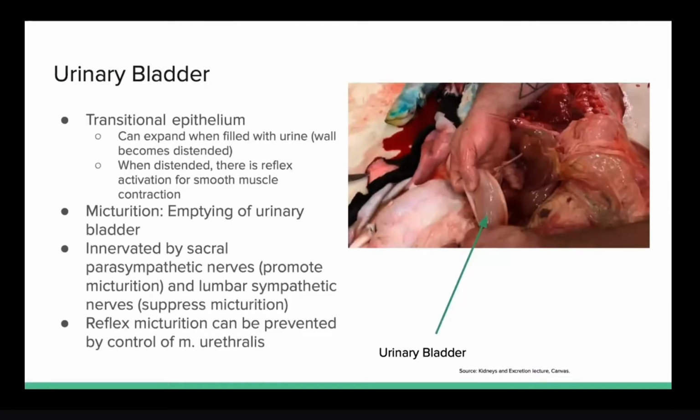The urinary bladder is lined by transitional epithelium, and it can expand when it's filled with urine, which is when the wall becomes distended and the cells become flat. When distended, there's reflex activation for smooth muscle contraction to do micturition, which is the emptying of the urinary bladder. It's innervated by sacral parasympathetic nerves to promote micturition, and lumbar sympathetic nerves, which suppress micturition, and reflex micturition can be prevented by control of the hemiurethralis muscle.